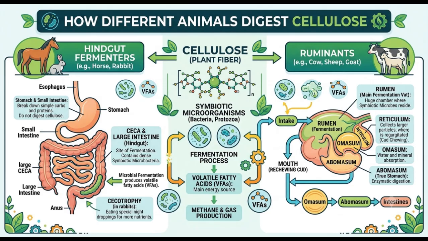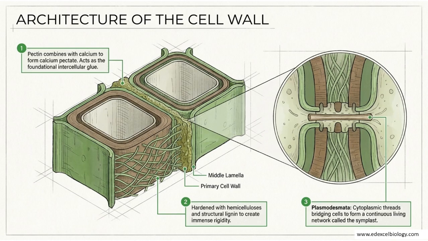Exactly. So the plant has manufactured these molecular steel cables out of cellulose. How does it take those cables and actually construct its physical body? Like if we look at the plant as a growing skyscraper, how does it build the floors and the walls? Well, it requires a highly organized, layered construction process. When a plant cell divides to form new cells, the very first layer it lays down is called the middle lamella. Think of it as the skyscraper's foundational biological mortar.